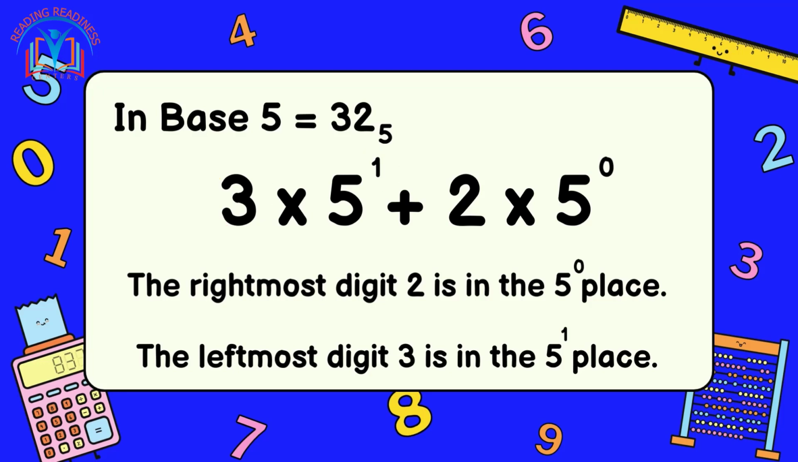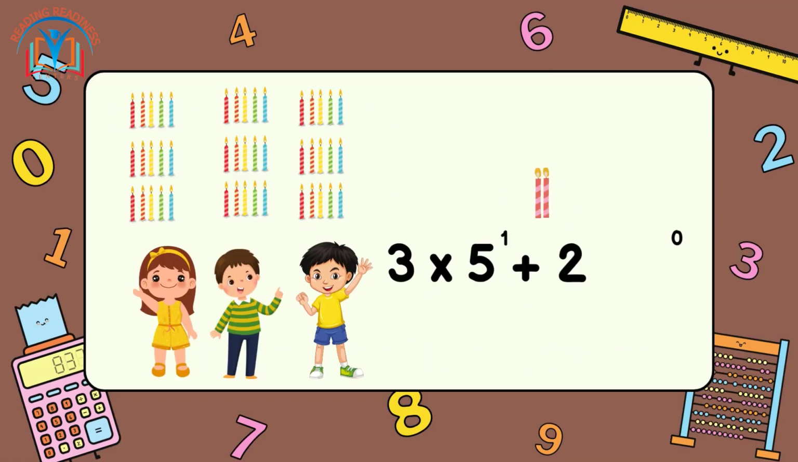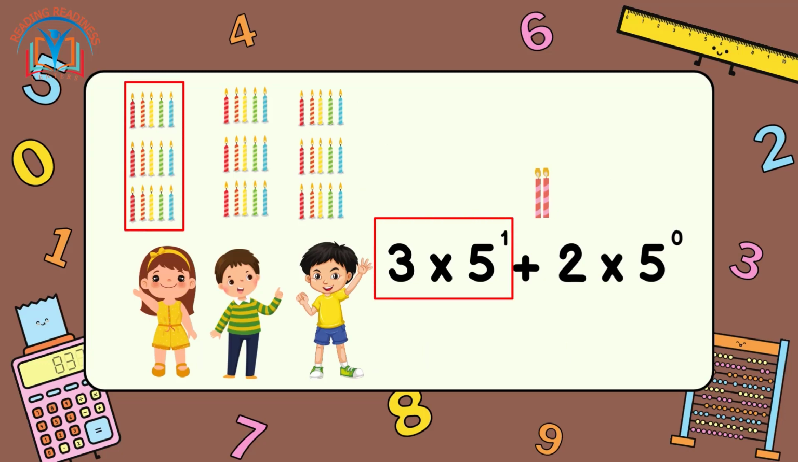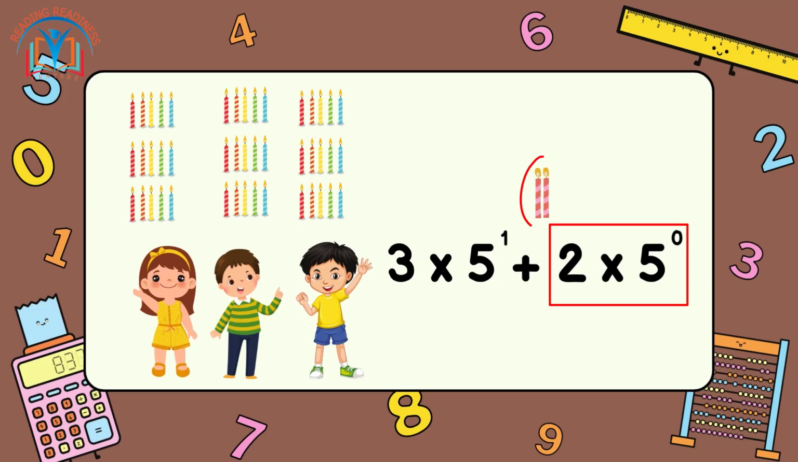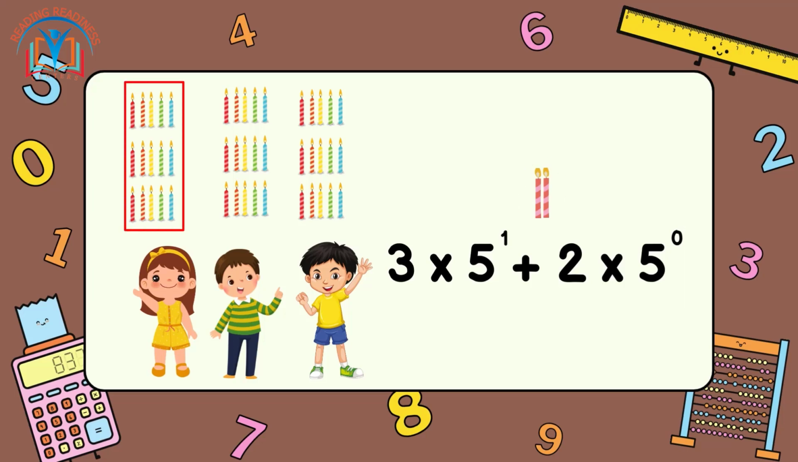So, 32 base 5 is interpreted like this. Now, let's distribute these candles to 3 friends. The 3 times 5^1 part means each friend gets 3 groups of 5 candles, which is 15 candles in total. The 2 times 5^0 part is 2 candles left over. So, each friend gets 15 candles, and there are 2 candles left that cannot be evenly distributed.